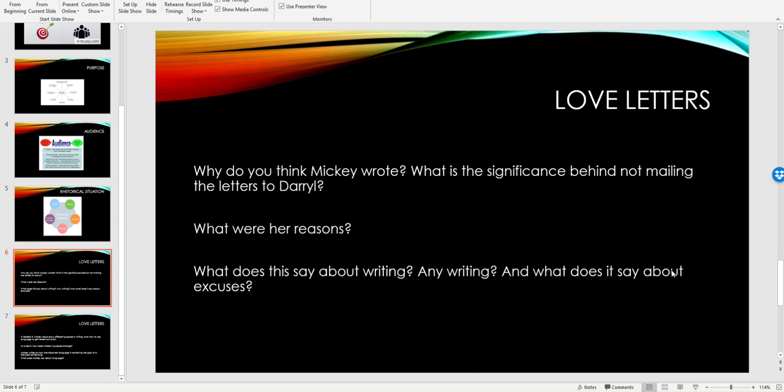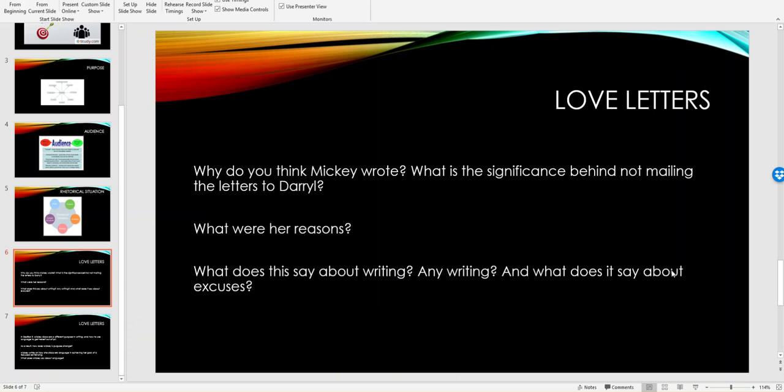If you're reading Love Letters and after you read section 1, it's pretty obvious that Mickey was writing and scribbling in tablets. She was writing to Daryl. Daryl was her audience. Okay, so what was the purpose behind her writing? She didn't mail them to Daryl. What were her reasons? What does it say about writing, any writing, and what does it say about excuses? So she kept making excuses as to why not to mail those particular letters.